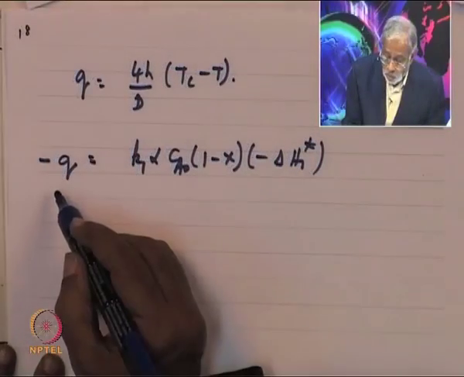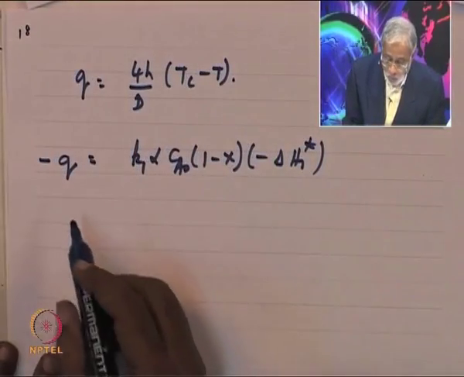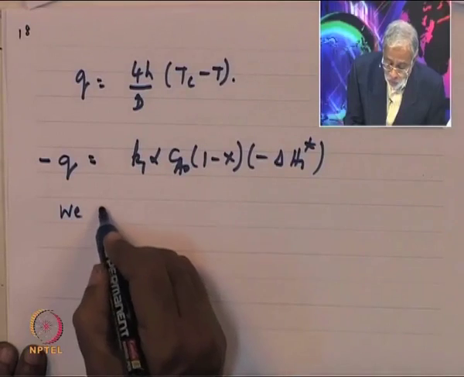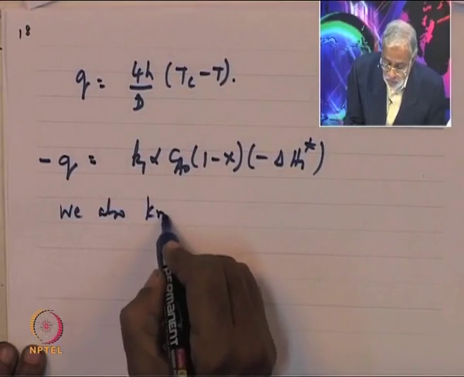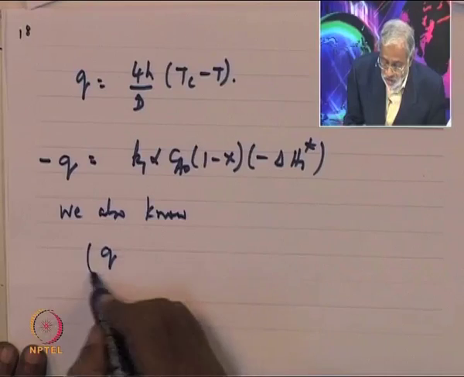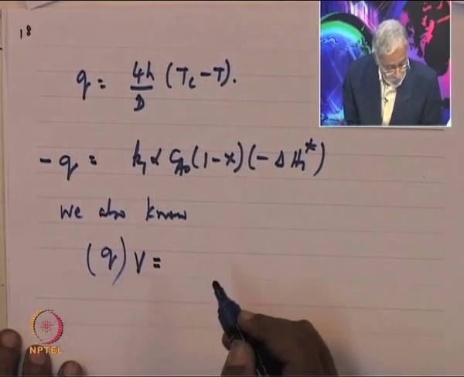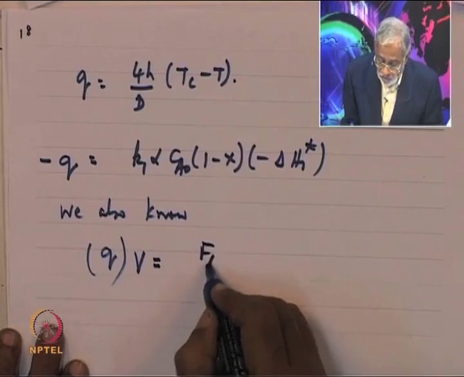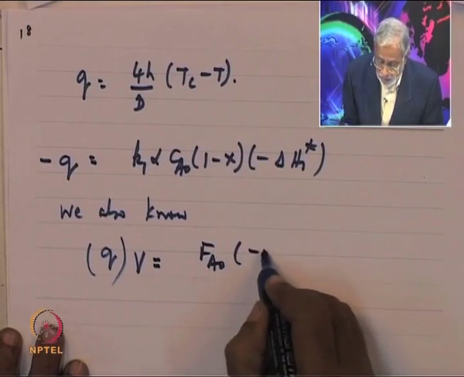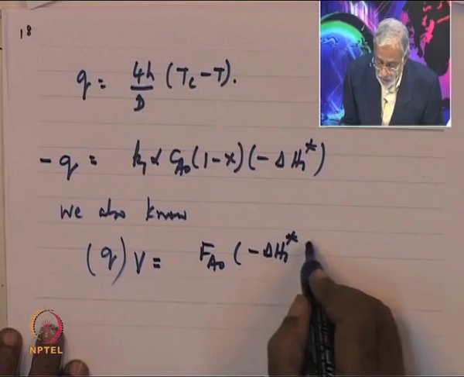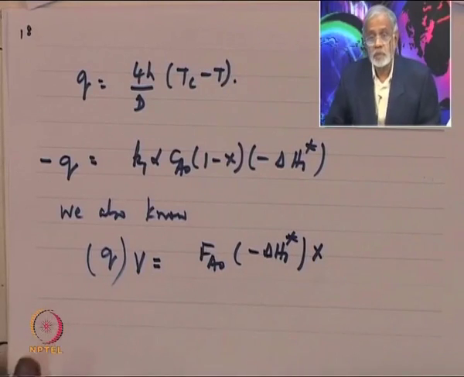Now, we also know that Q, which is heat generation, heat removal per unit volume multiplied with the volume of the equipment, must be equal to FS0 times minus delta H1 star times X.